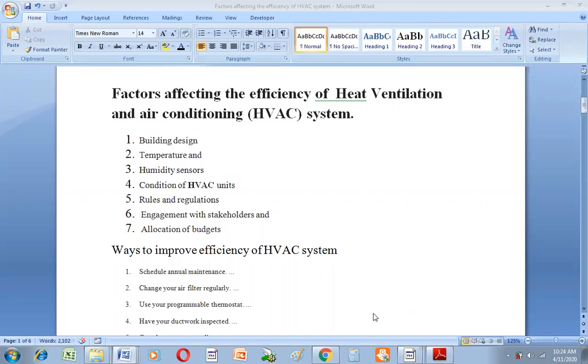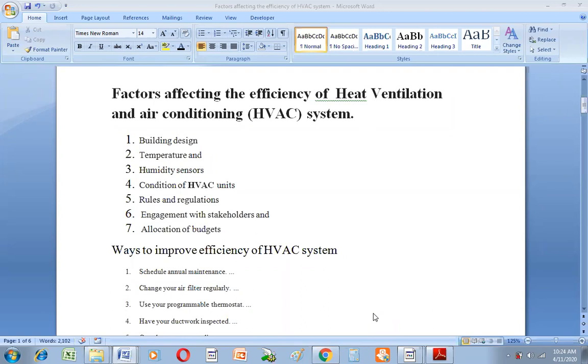Then the next point is programmable thermostat. See, if we use a programmable thermostat, then what will happen if the temperature is at the required point, for example, 20 degrees Celsius? The air conditioning system will automatically be switched off. Otherwise, what will happen? Unnecessarily, there will be load on the HVAC system. The compressor will be switched on continuously, though the temperature is at the required point, for example, 20 degrees Celsius.